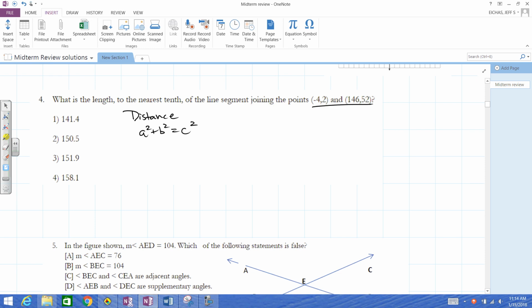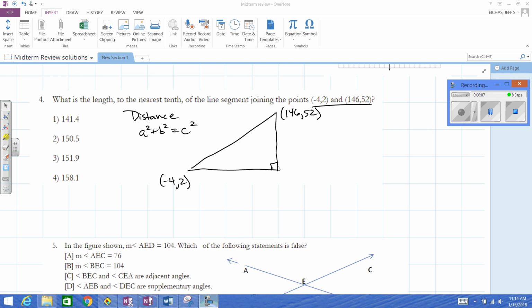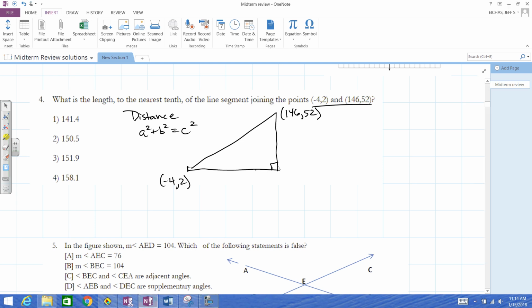The trick on this one, though, is that you have to imagine we have a situation like this. It's way off the graph, obviously, so they're trying to force us to use the distance formula, but we're not going to. Let's just say this was the point (-4, 2), and this was (146, 52). What would end up happening on this problem is basically you have a rise and a run.